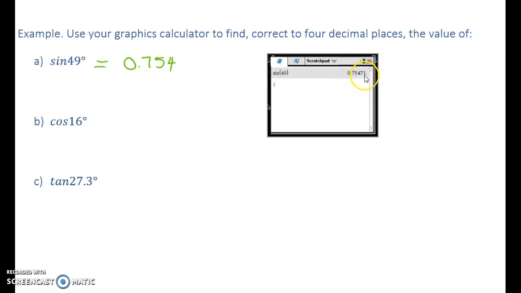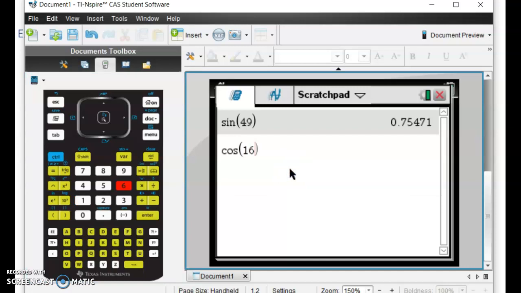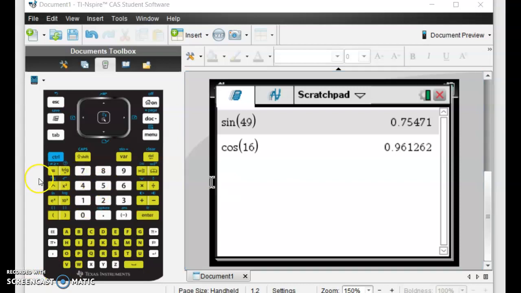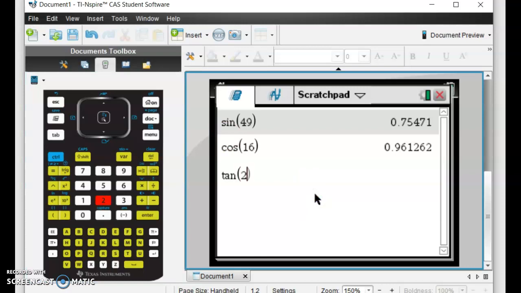So I've got to decide, does the 7 stay a 7 or do I round up to an 8? Because the next value is less than 5, it stays as a 7. The next question is cos 16, so I'll get the menu, type in cos 16, hit enter, and that's the value it gives me. And the last one is tan of 27.3, so tan 27.3, enter, and there's my value.